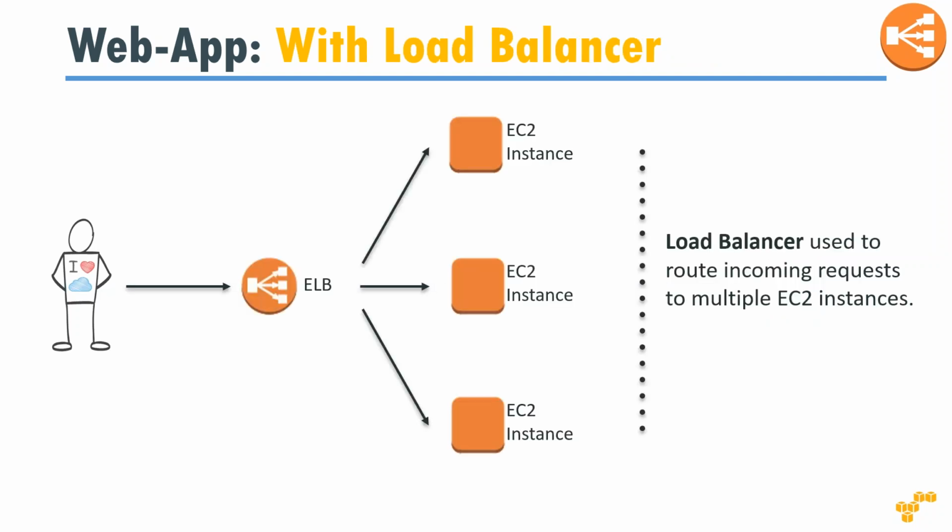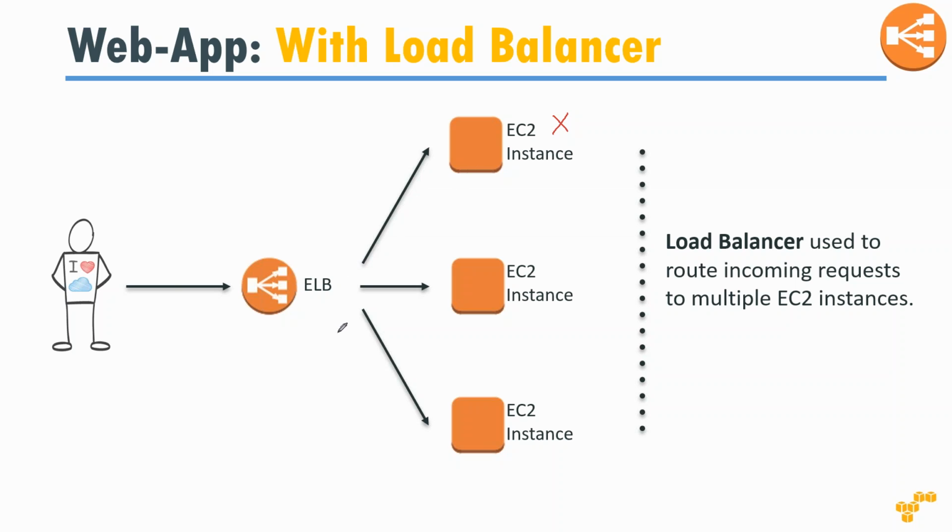But when you introduce a load balancer, the end user always has one entry point to your application. Whenever an instance on the back end goes offline, you change only that particular instance. Say, for example, this one goes offline; you replace it with a new instance, and your load balancer will start sending traffic to the new instance.